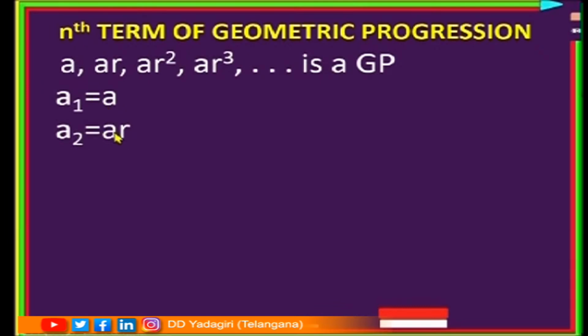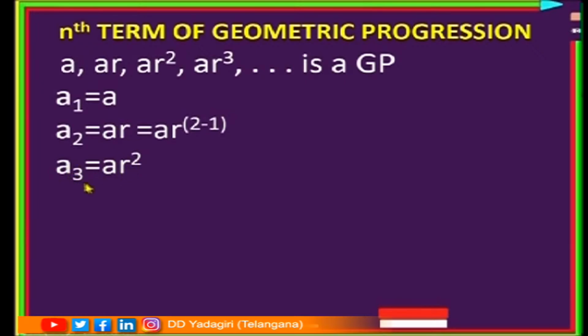So A2 is equal to A into R, which can be written as A into R power 2 minus 1. Next, what is the third term? The third term is AR square. Third term means second term into R. The second term, that is A2, is nothing but AR. AR into R is AR square. So A3 is equal to AR square.